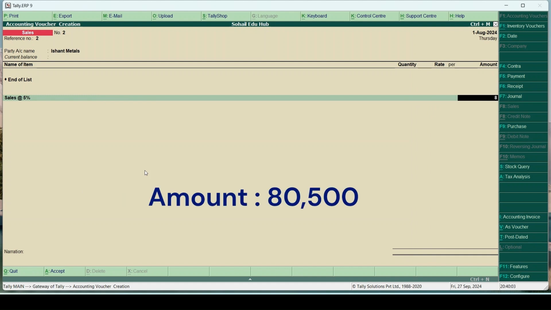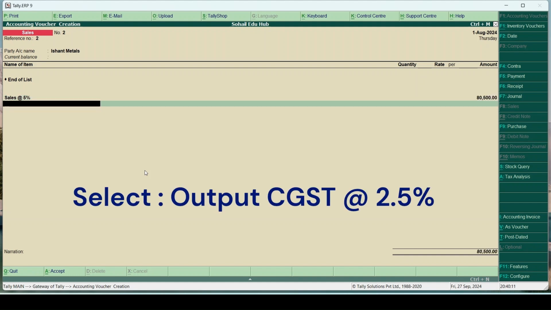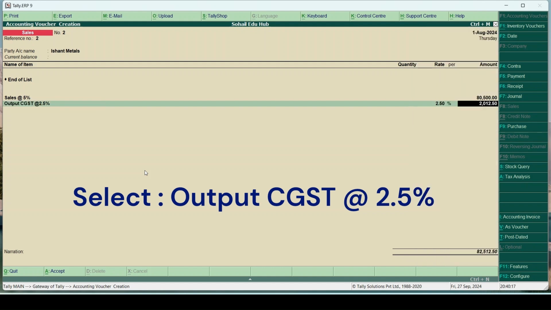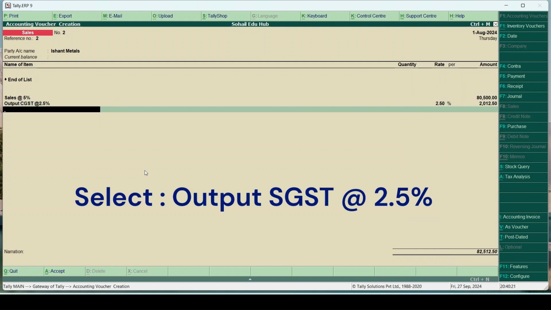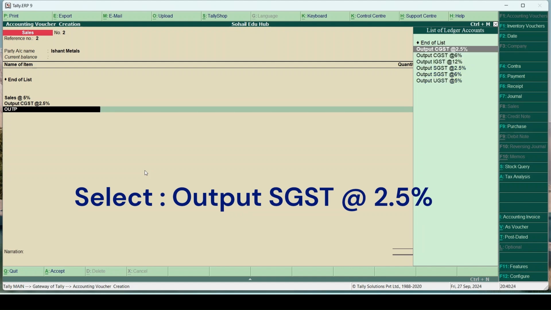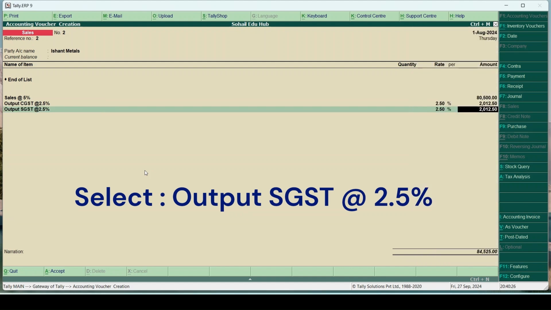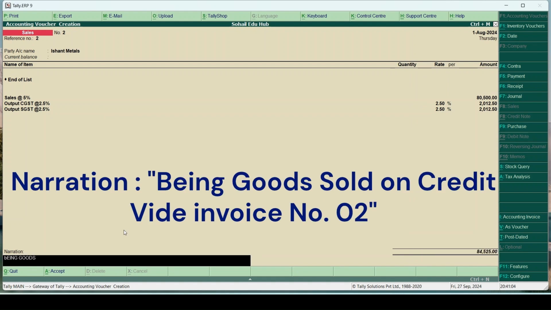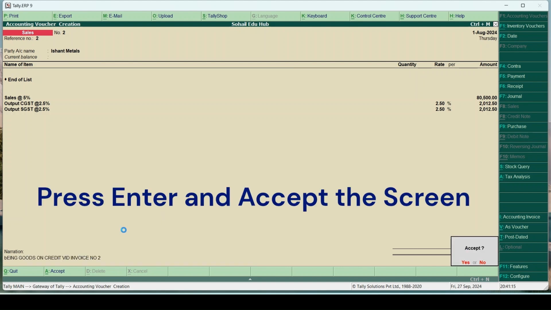In amount, write 80,500. Now select output CGST at the rate 2.5%, and amount will be auto-calculated. Similarly, repeat for output SGST at the rate 2.5%. Press enter and go to the narration. In narration, write being goods sold on credit vide invoice number 2. Press enter and accept the screen.